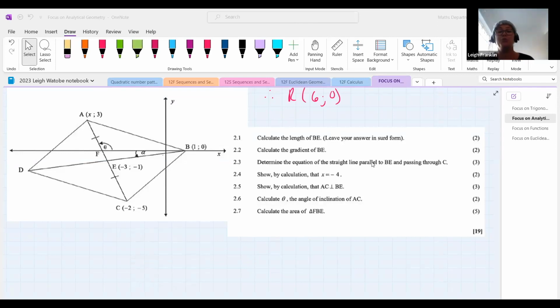What I'm going to do is continue with this question. Now, this question comes out of a matric paper, and I'm going to try and get through as much.